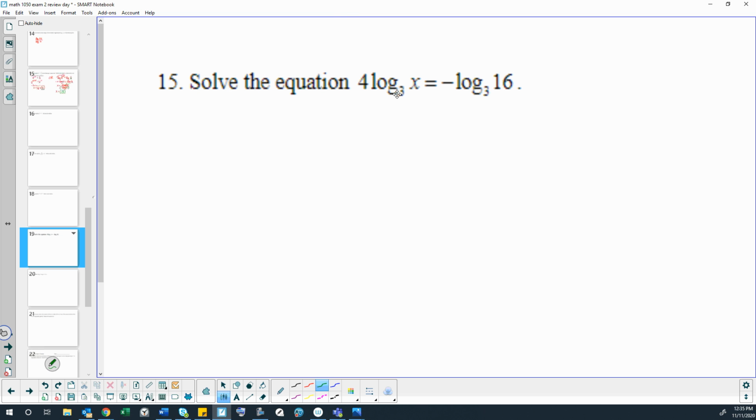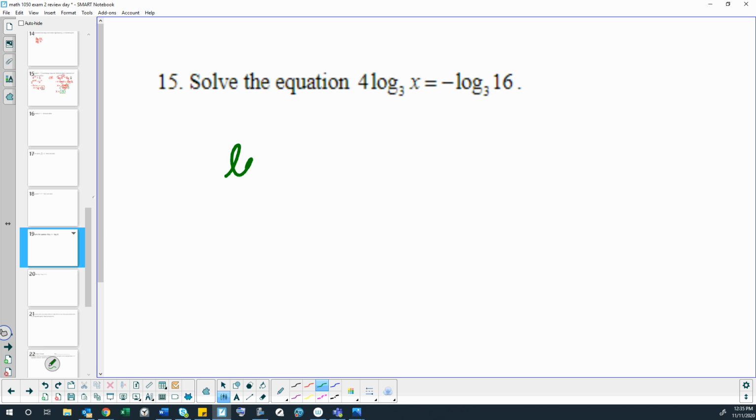Now, since we have a log on each side, we can use the golden rule and get rid of the log on each side, but not until we've written them as what's considered a single logarithm. I mean, they are kind of single logarithms on each side. The thing that I'm talking about is that power that's out front.